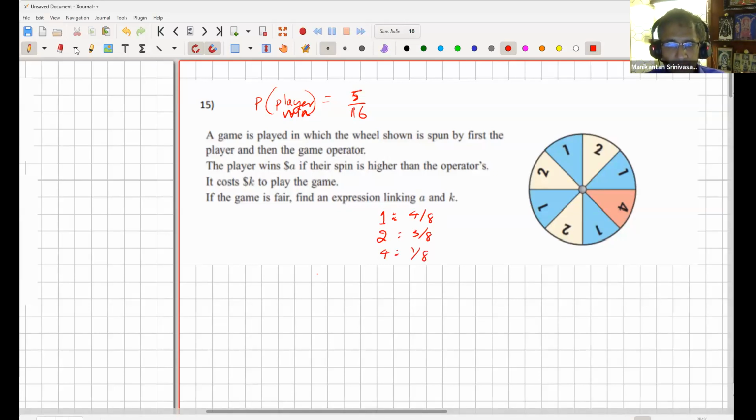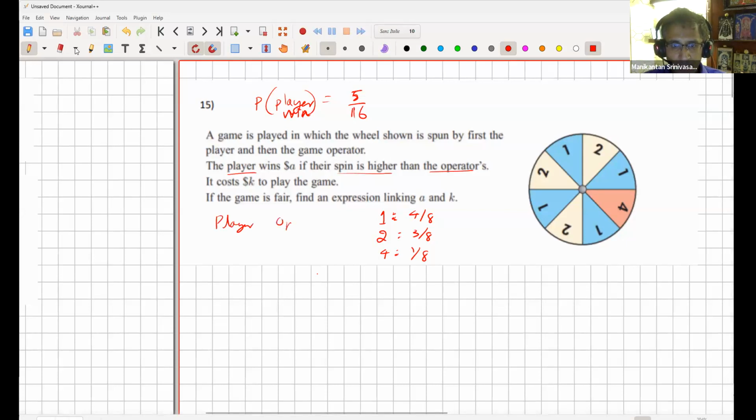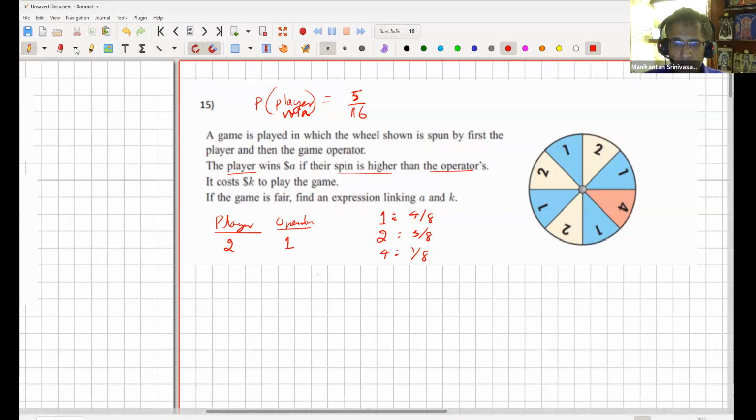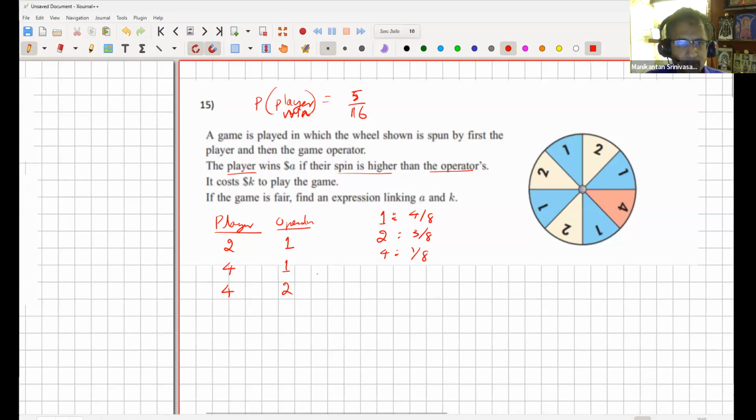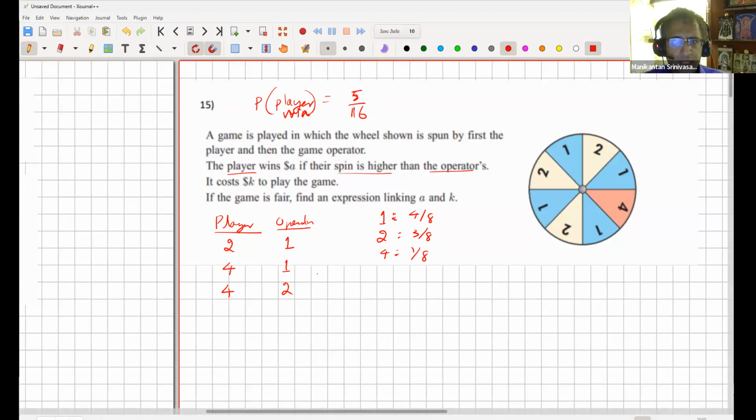Now the player wins if their spin is higher than the operator. It strictly has to be higher, right? If it's equal, he's not going to win. So this is the player and this is the operator. For the player to win, he must score a 2 and the operator must score a 1, or he must score a 4 and the operator a 1, or he must score a 4 and the operator a 2. In essence, he must score a 2 or a 4 and the operator must be strictly less than that, namely 1 or 2 respectively. Now it's a question of finding the probabilities for each of these cases.